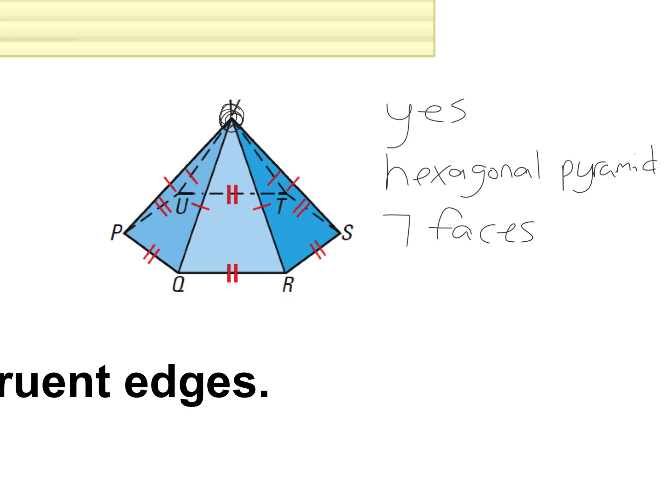And then what's the last thing we've got to look for? Edges. Okay, start with the base. How many edges does the base have? How many sides? It has 6. Okay, now work your way around. How many sides or edges does the round part have? 6. 6 plus 6? 12. So we have 12 edges. Questions so far? Okay.